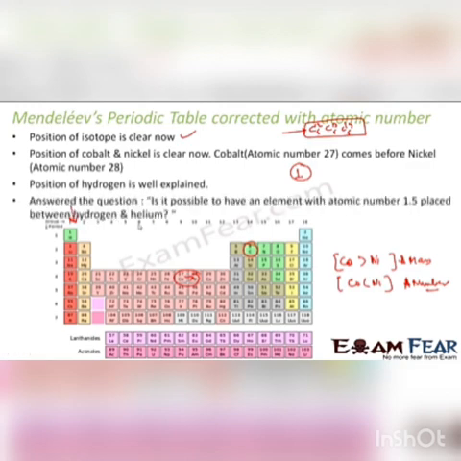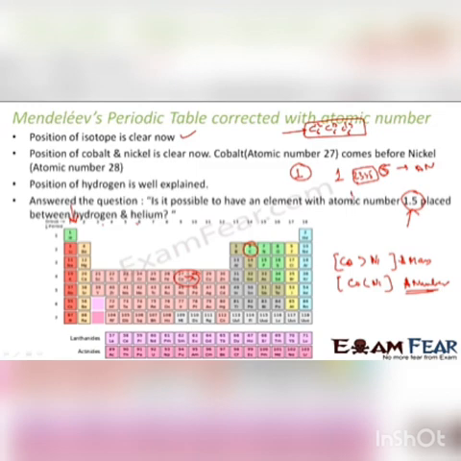And also, answer this question: whether it is possible to have an element of atomic number 1.5 between hydrogen and helium. We can say no. Why? Because atomic number is a natural number, and we can't have a natural number 1.5, correct? So this question, which was not answered at that time, is solved now. That means if I ask how many elements can be between 1 and 6, I can say there are 2, 3, 4, 5, so 4 elements between 1 and 6, if we talk about atomic numbers.